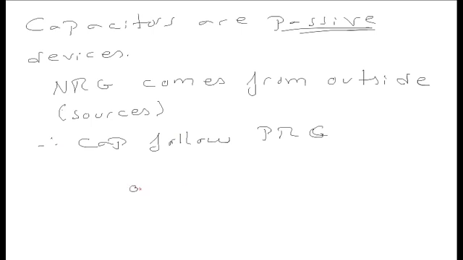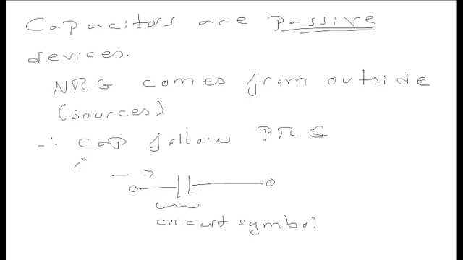Which means, if I draw my capacitor, this, by the way, is a circuit symbol, and these are my two terminals, and positive current is entering, then I label this terminal as positive and this one as negative. As with all passive devices, positive current enters the positive terminal.